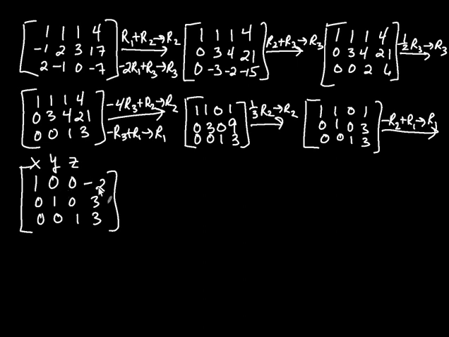And so if you convert these to equations, this top row says 1x plus 0y plus 0z equals negative 2. That means x is equal to negative 2. The second equation says 0x plus 1y equals 3. So y is equal to 3, and then the bottom equation says that 1 times z is equal to 3. That is, z is equal to 3. And so our solution, our ordered triple, is negative 2, 3, 3.